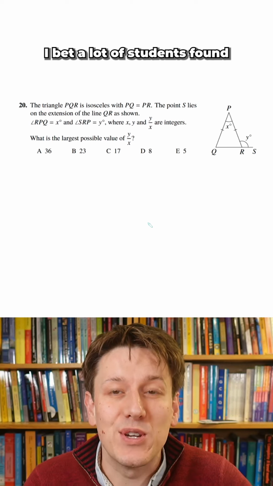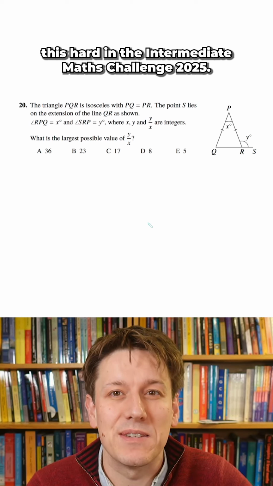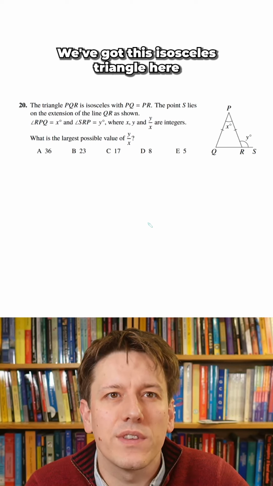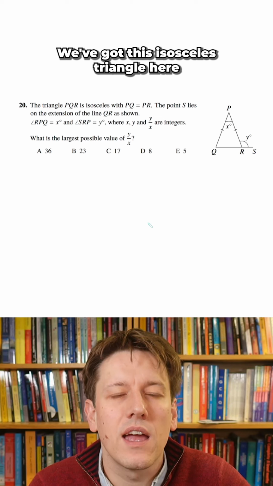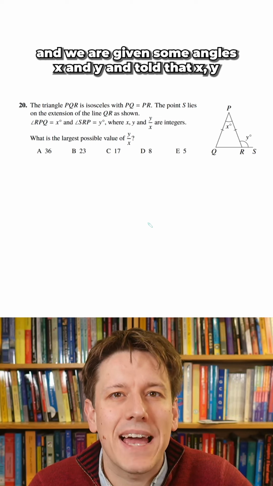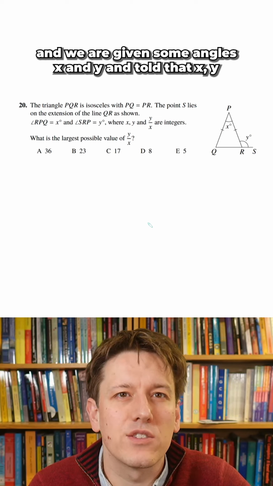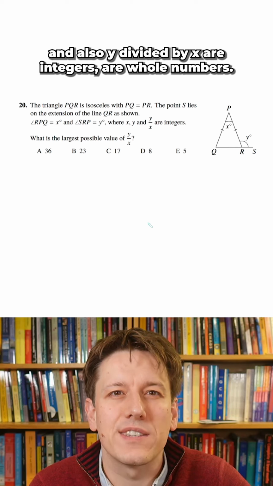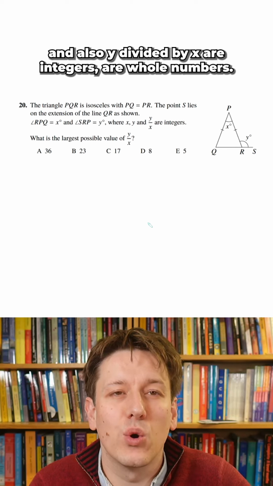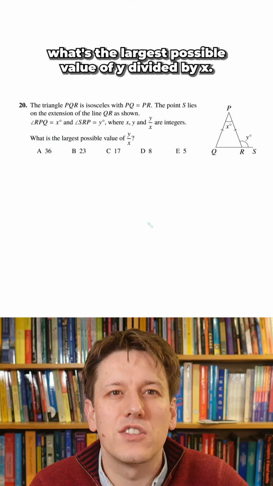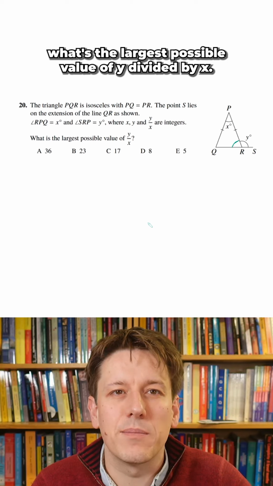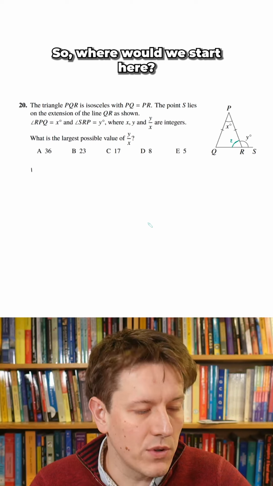I bet a lot of students found this hard in the Intermediate Maths Challenge 2025. We've got this isosceles triangle here, and we are given some angles x and y and told that x, y, and also y divided by x are integers, whole numbers, and we need to work out what's the largest possible value of y divided by x. So where would we start here?